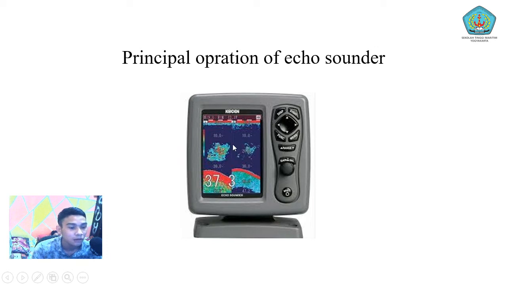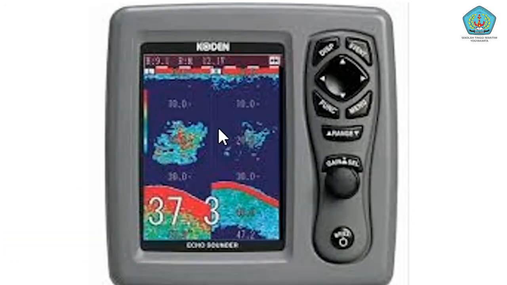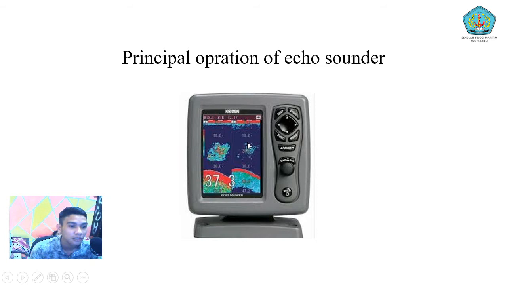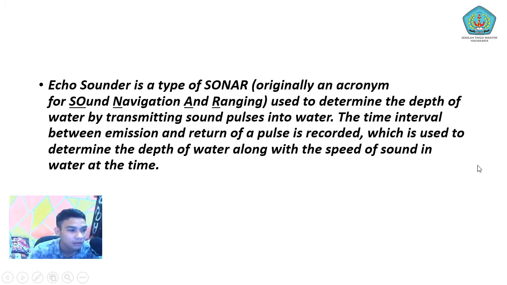Maybe several of you don't know about this equipment, but I will explain it to you. This equipment is called Echosounder. Echosounder is used on a ship to detect all the material below the ship. Okay, maybe all of you are asking, what is the Echosounder? Okay, I will explain what the Echosounder is.